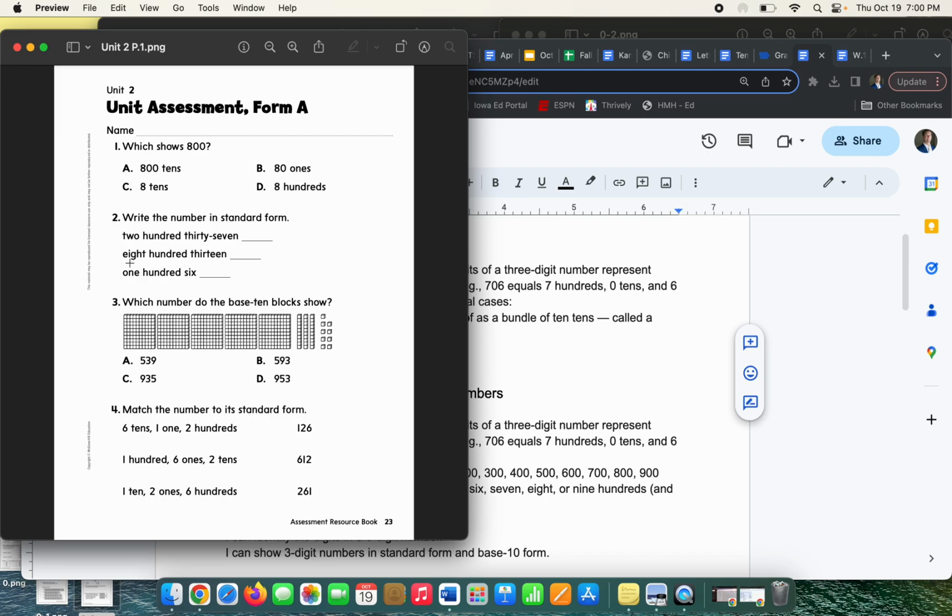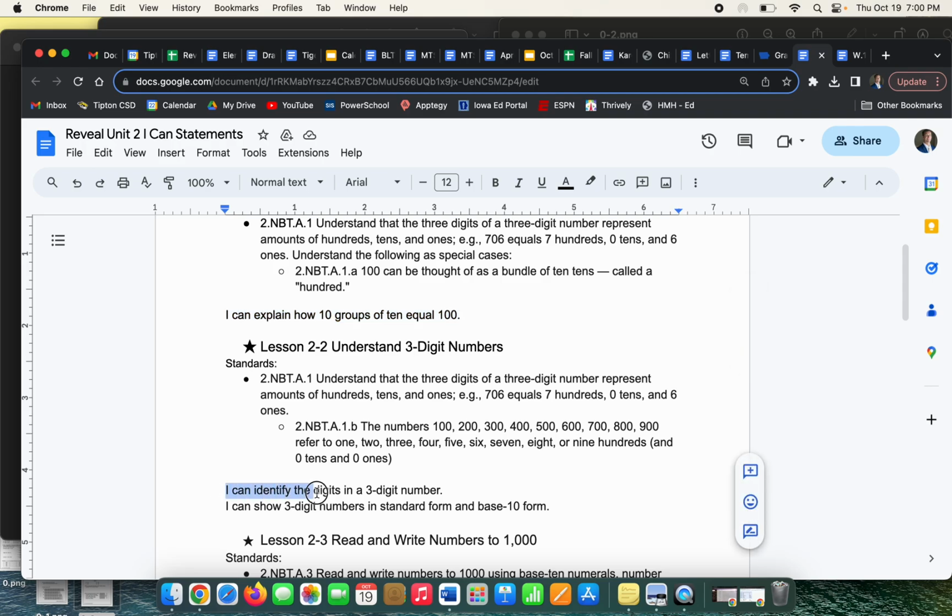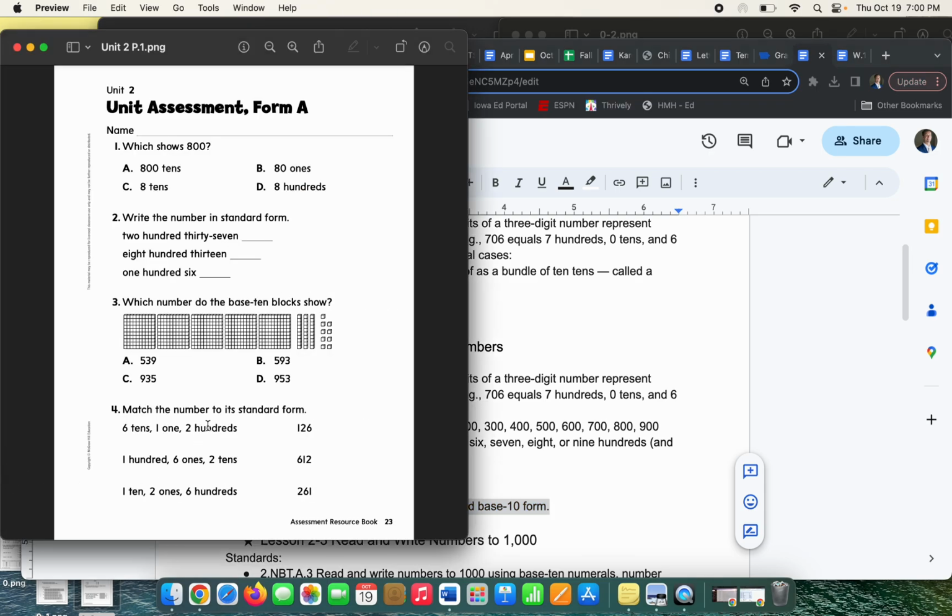And then another thing that you can talk through here. So they have questions 2, 3, and 4 here. These end up going through standard 2-2. So I'll just simplify it and we'll go through the I can statements. I can identify the digits in a 3-digit number, and I can show the 3-digit numbers in standard form and base 10 form. So let's just talk about this I can statement here. I can show 3-digit numbers in standard form and in base 10's form.